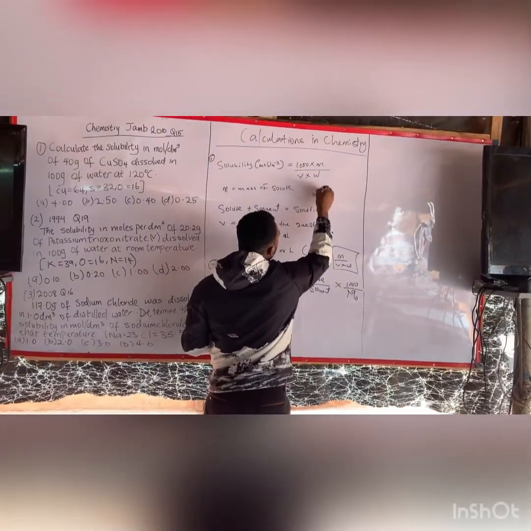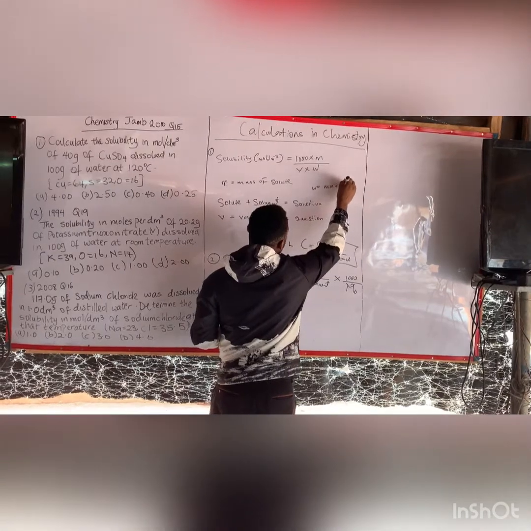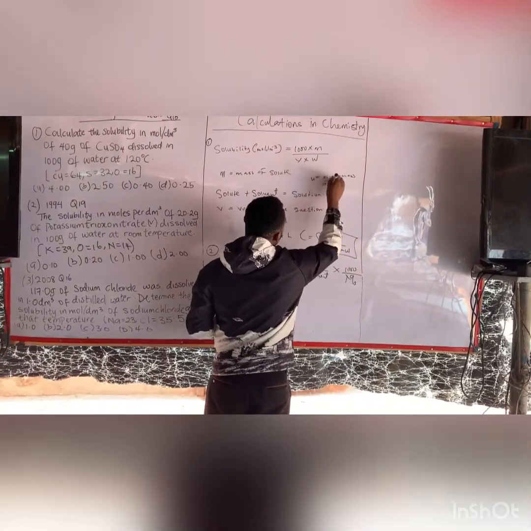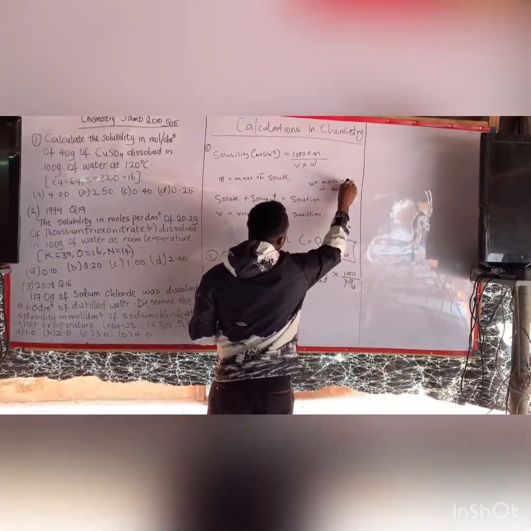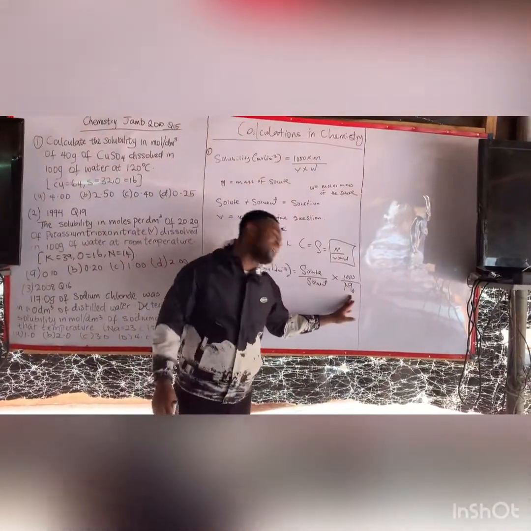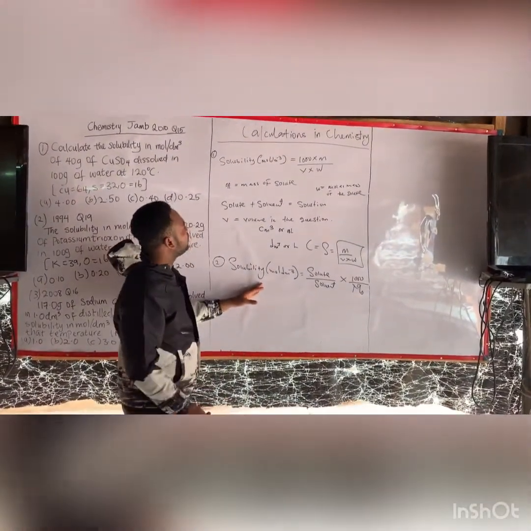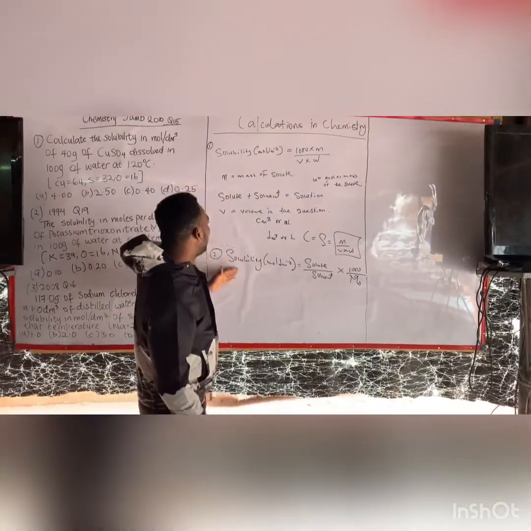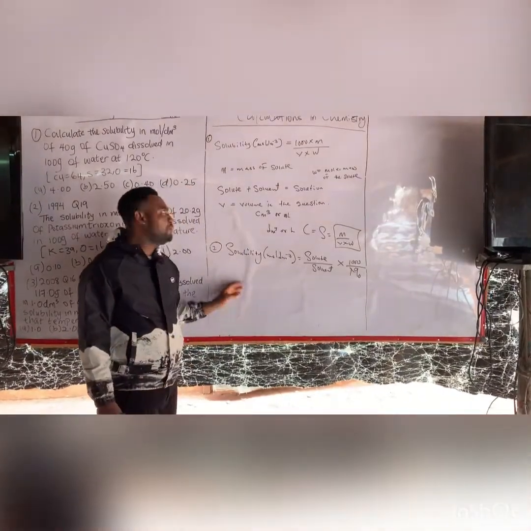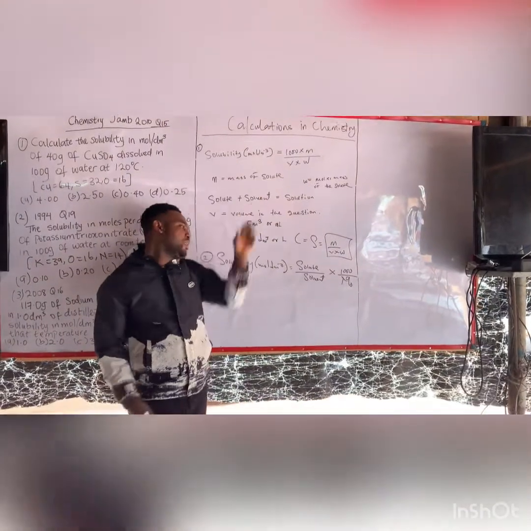So w stands for molar mass of what? Of the solute. So that w and this m here represent the same thing. Now this is just the two formulas, the two easy ways of getting solubility in this particular unit, mole per dm cube.